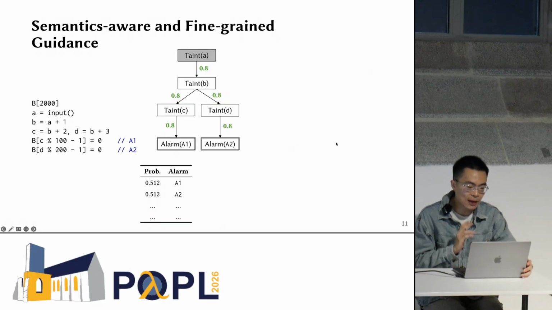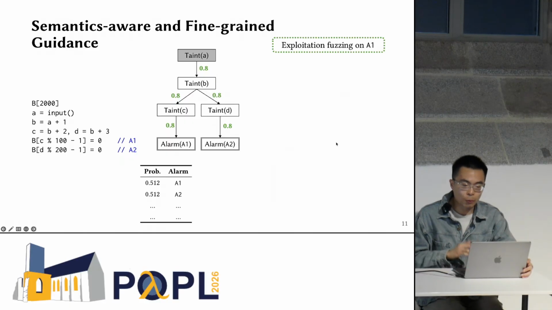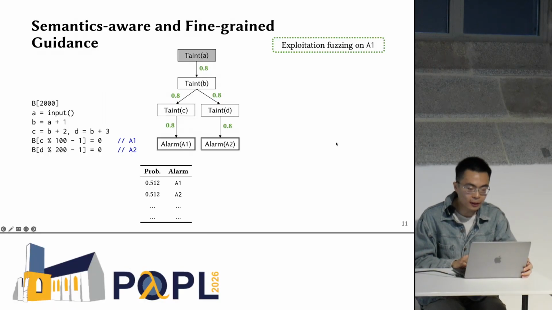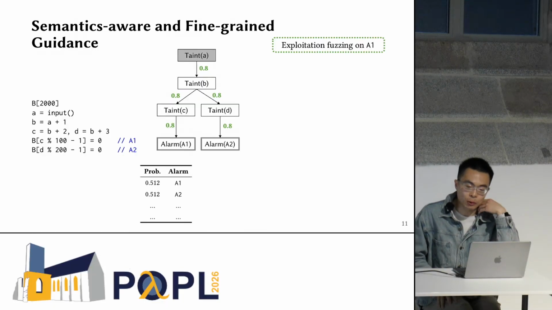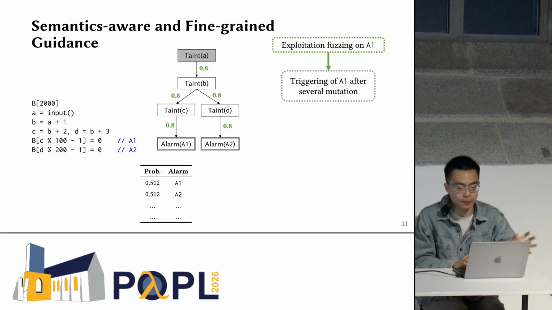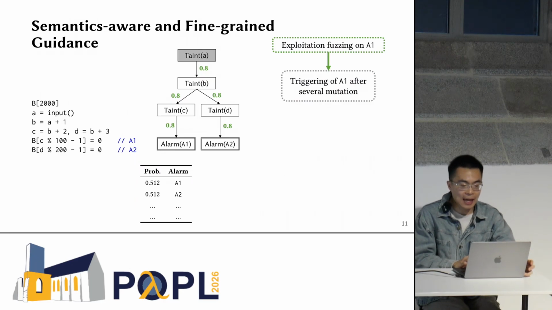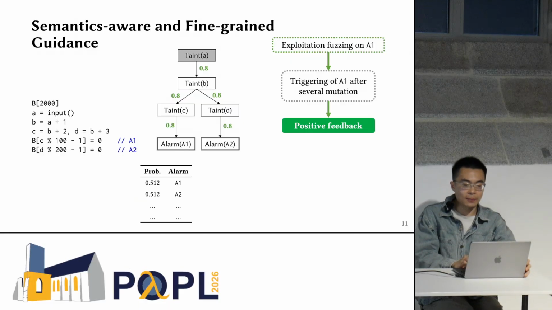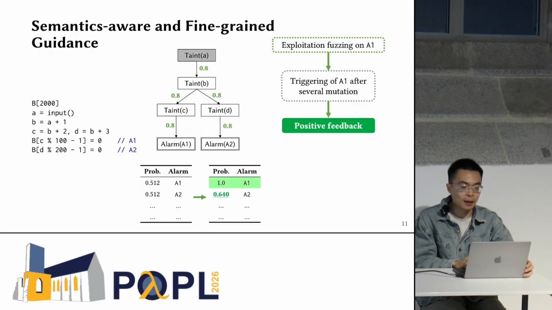The fuzzer will first select A1, which has the highest ranking, as the next target. According to the triggering condition, the probability is around 1/100. So the fuzzer can quickly trigger this bug through rapid mutations and provide positive feedback to the Bayesian network. Based on this posterior information, a new probability distribution is recalculated.